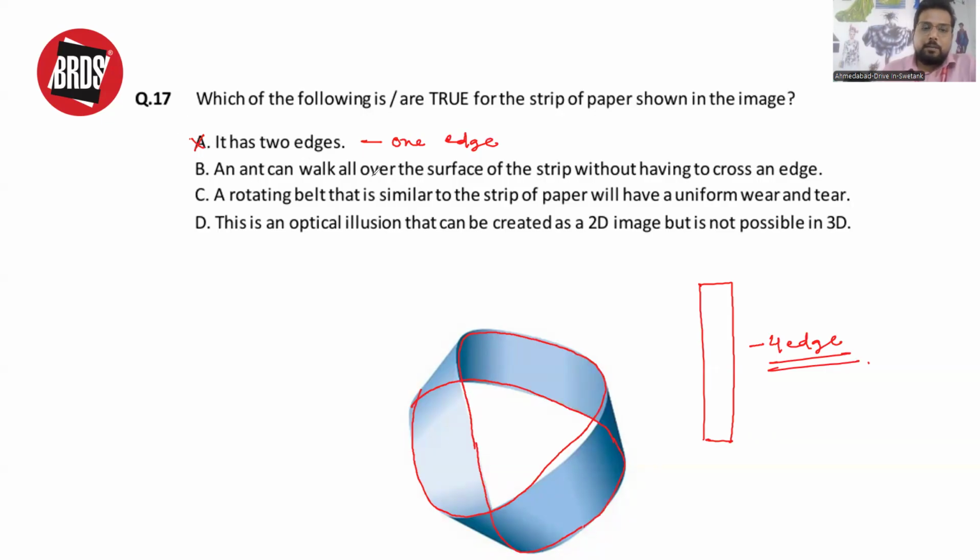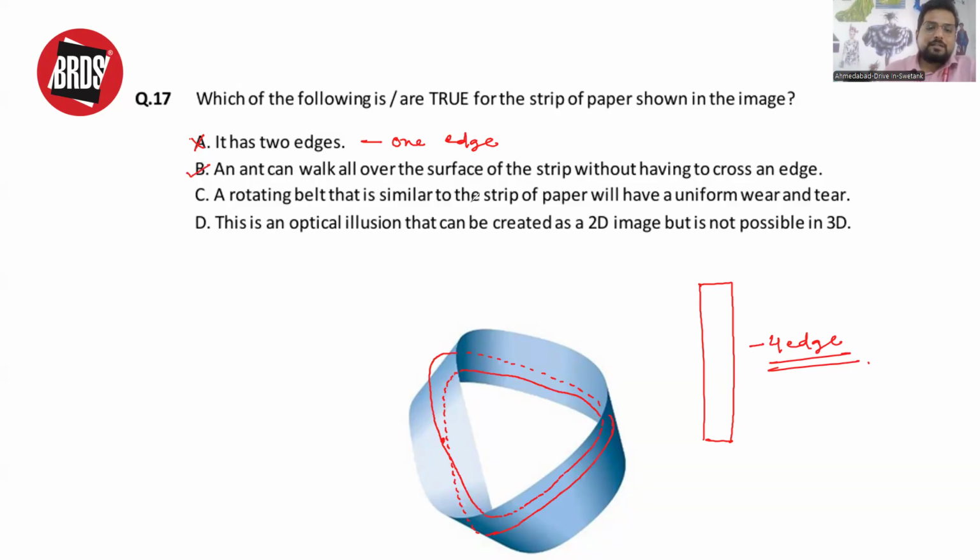An ant can walk all over the surface of the strip without having to cross an edge. Yes, it is a possible one. If we follow the same thing, an ant can go onto the other side, the back side of this one. Then from here, the ant could come into the front side again, then go onto the back side, then come into the front and then the other side, and through that one it can come into the front. So an ant definitely can walk all over the surface of a strip without crossing any edge. So B is the correct one.